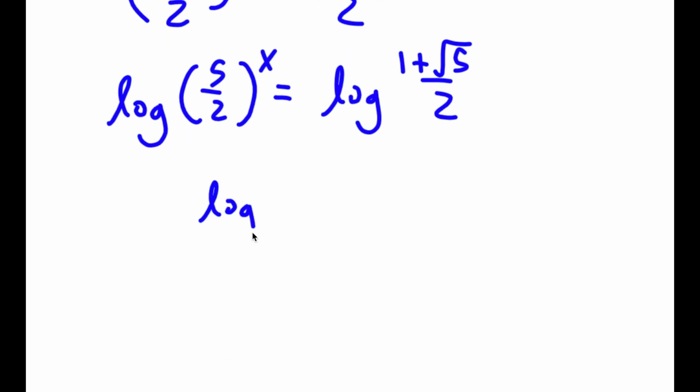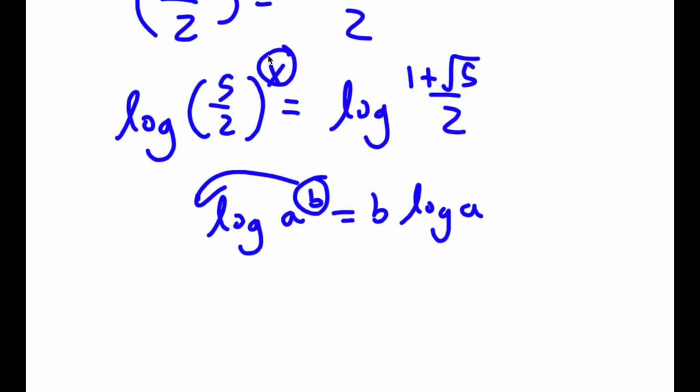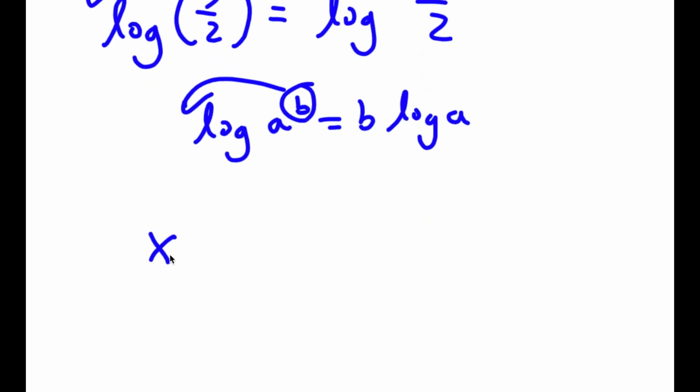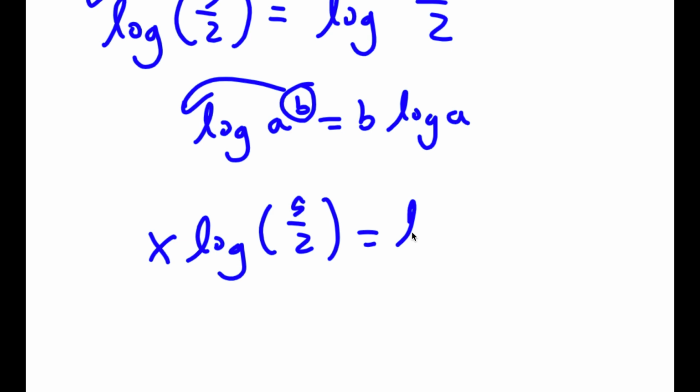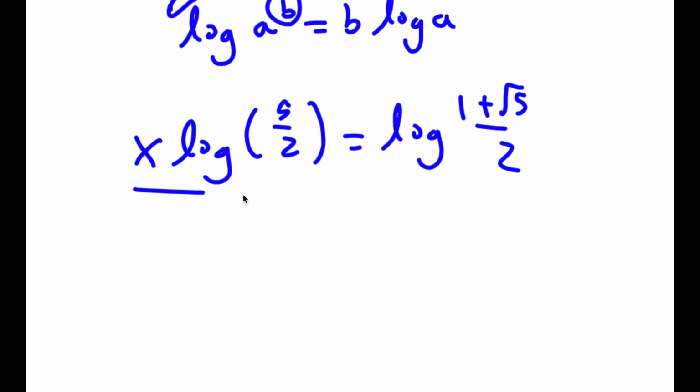Now if I have something in the form log a to the power of b, I can move this exponent b to the front, so now I have b times log a. So in this case, I have log of 5 over 2 to the power of x, and I can move x to the front. So now I have x times log 5 over 2 is equal to log of 1 plus the square root of 5, over 2. Now we obviously want to isolate x, so I'm going to divide both sides by log 5 over 2.